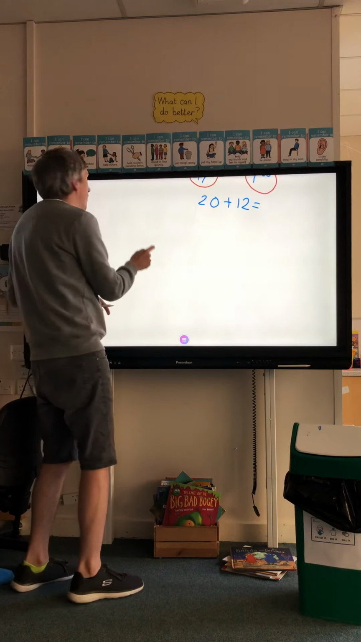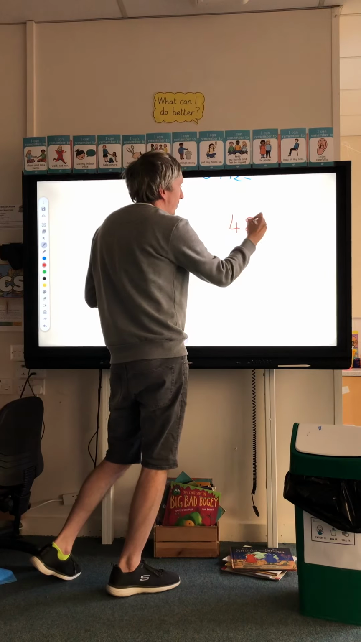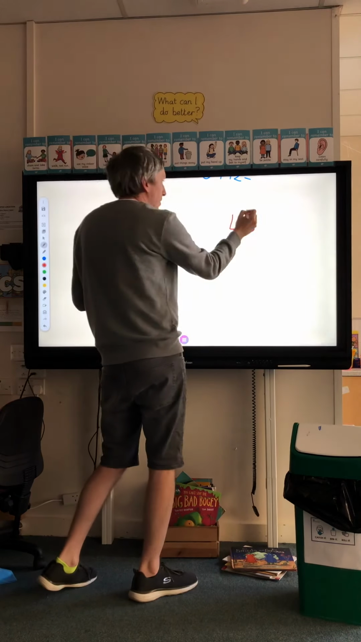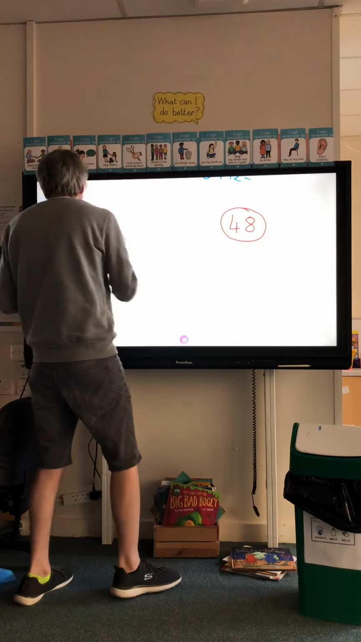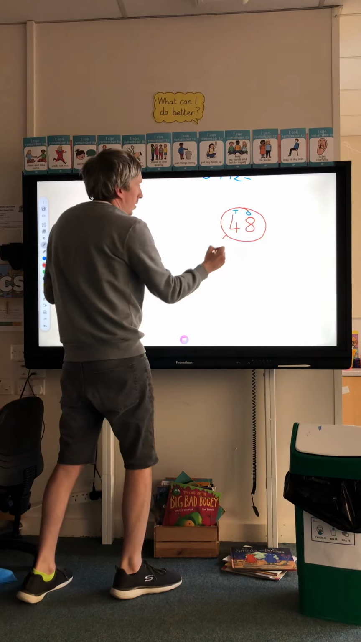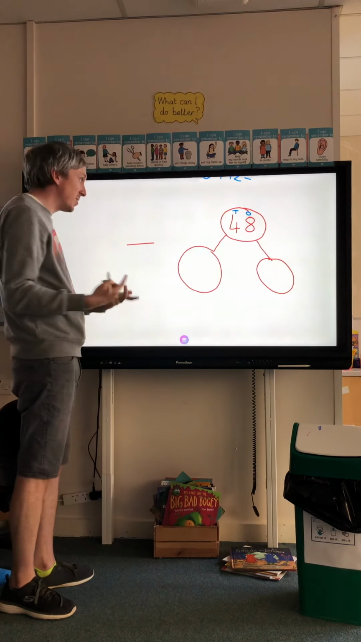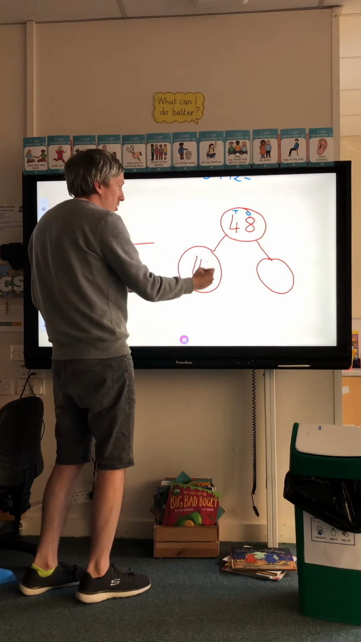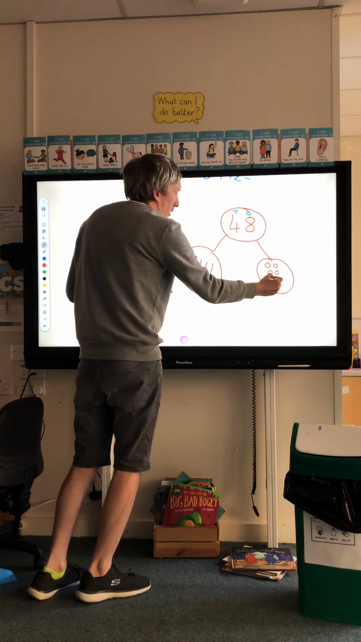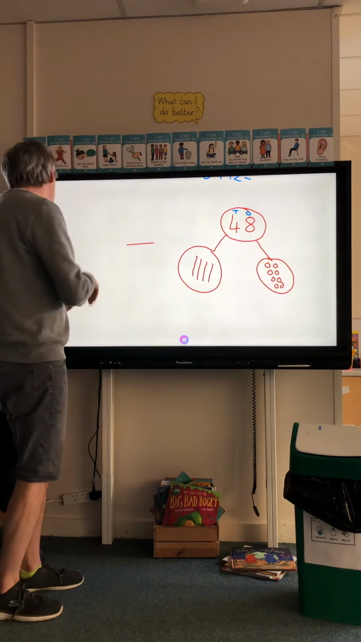So let's choose a different number. This time I'm going to choose 48. So first I'm going to think about splitting it just into tens and ones. I'm going to use my bar model this time to help me. So let me write T there and an O there so I don't forget. So I know that in 48 there are four tens. I'm going to draw my four tens. One, two, three, four. And there are eight ones. One, two, three, four, five, six, seven, eight. So there's my number.